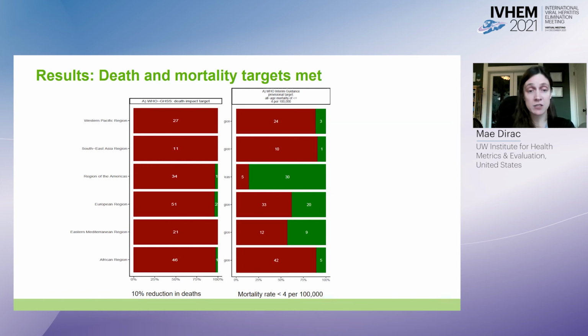But when we view things in terms of mortality rate of less than 4 per 100,000, we see a large number of countries already meeting the 2030 target by 2019. But with great disparities across regions, with many or even most countries already meeting the target in 2019 in the region of the Americas, European region, Eastern Mediterranean region, a good chunk of countries as well, but far fewer countries meeting that target in the Western Pacific, Southeast Asia, or African regions.